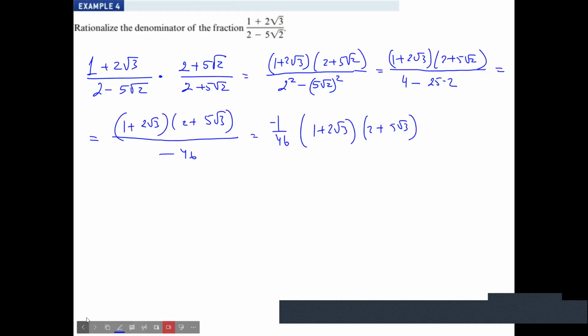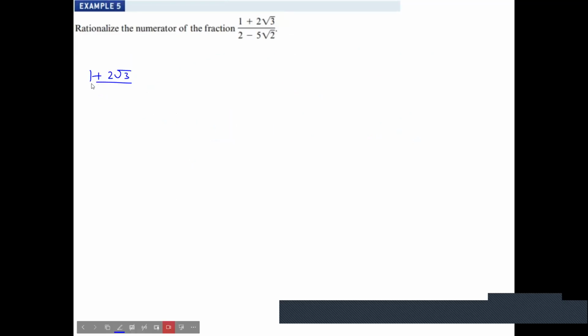Rationalize the numerator. So same fraction. By the way, rationalize what I have: I have no square roots in my denominator. It's rational. That's why I did that, right? Now I need to have a rational number in my numerator. So what do I have to do? The conjugate will be 1 minus 2 square root of 3, and the same value I have to multiply, in order not to change the fraction, right?